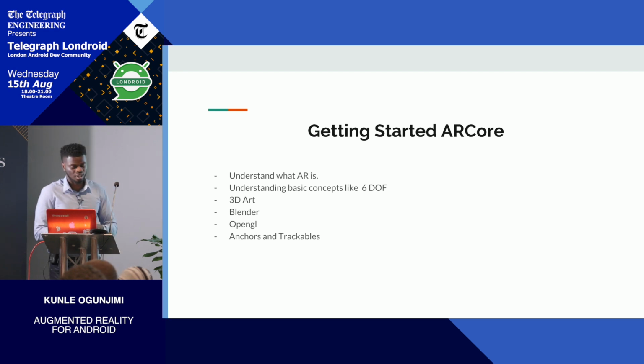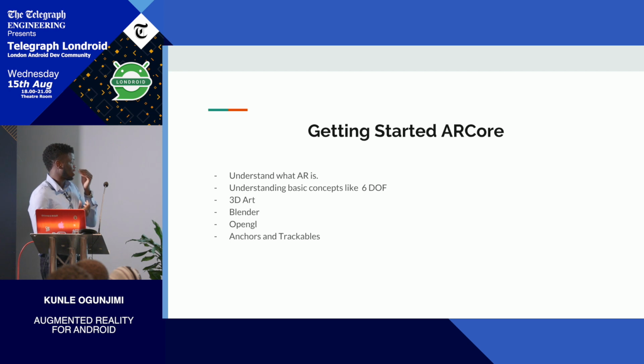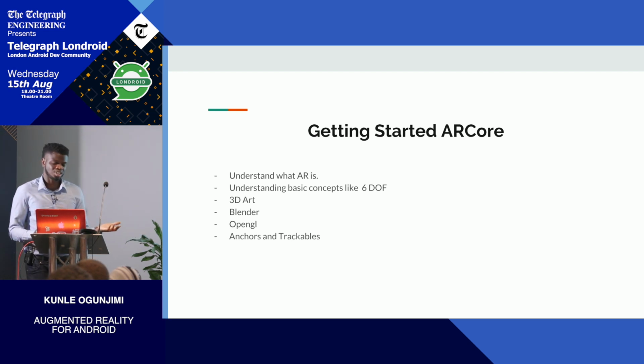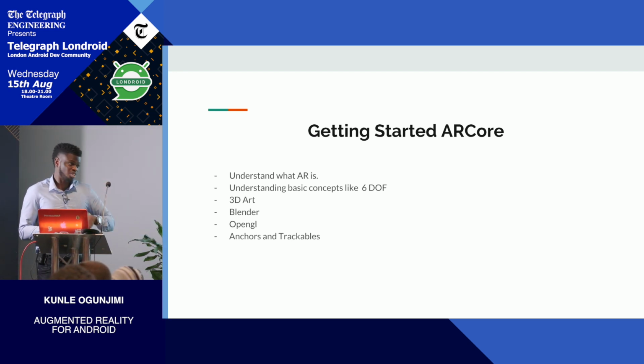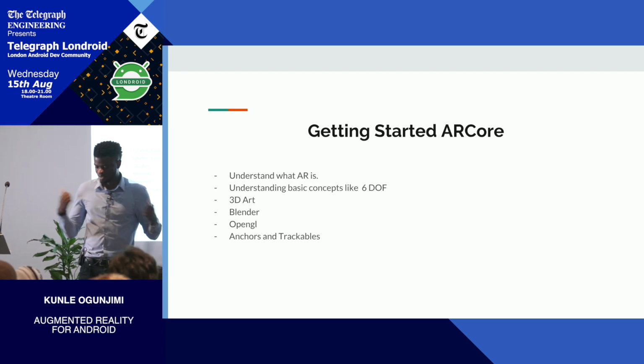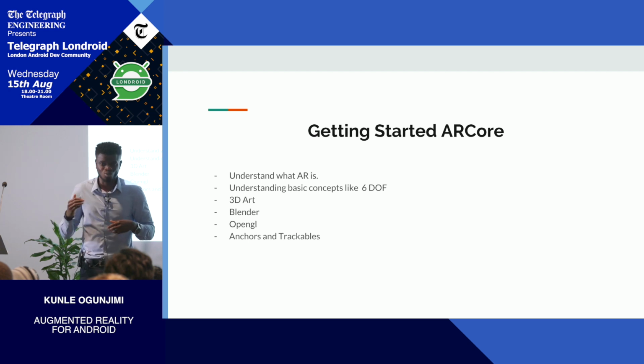So, through my research, getting started with ARCore, you do have to understand what augmented reality is, understand how it can be used, understand the potential of it, and understand a good foundation of how stuff works. You have to understand the basic concept of 6 degrees of freedom, which I'm going to try and see if I can remember. So it's left, right, forward, back, pitch, roll.